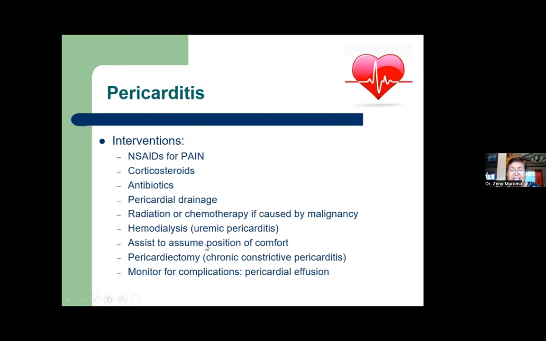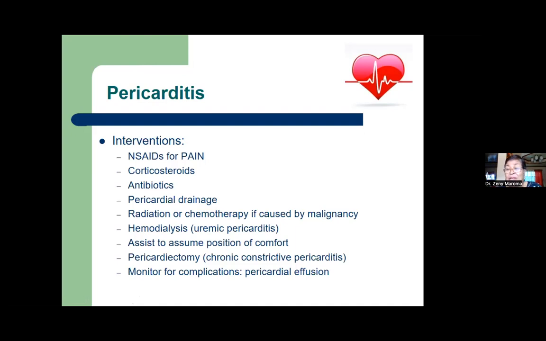And let the patient assume the position of comfort. What is the position of comfort? Sitting position, leaning forward. And if there is chronic constrictive pericarditis, then the patient is advised to undergo pericardiectomy to decrease the pressure inside the heart, so that unoxygenated blood can enter easily. And monitor for complications of pericardial effusion.